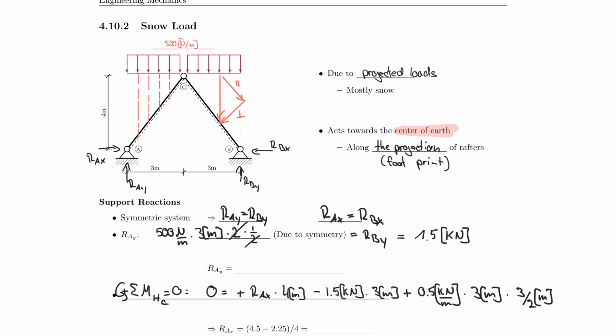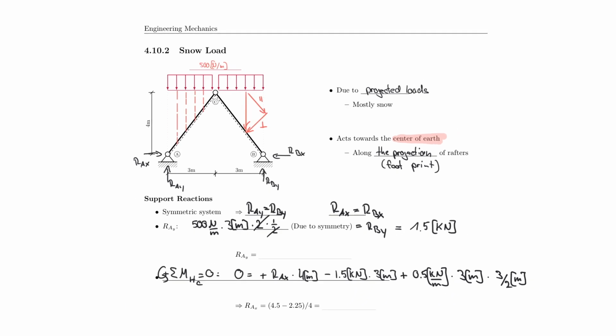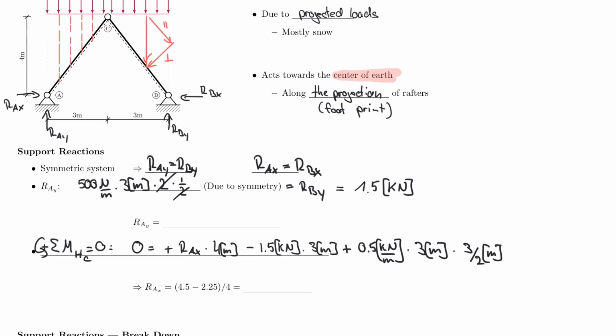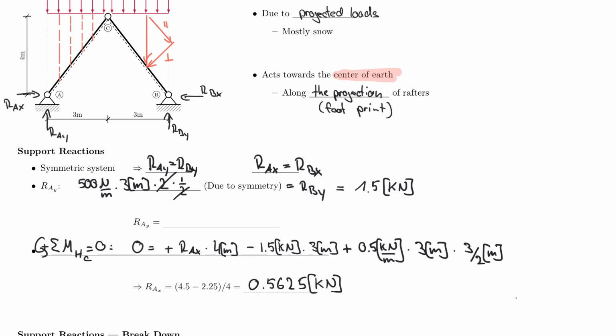And so now I created my full equilibrium equation, which now means that RAX is equal to 4.5 minus 2.25 divided by 4. So ultimately, RAX is equal to 0.562 kilonewton. And that also happens to be equal to RBX. Remember the symmetry.